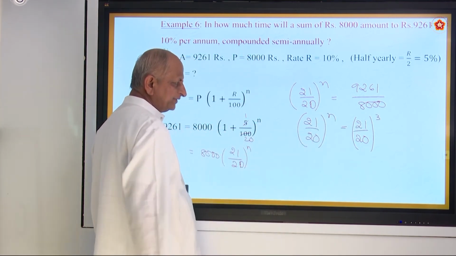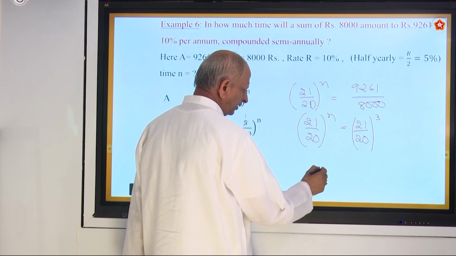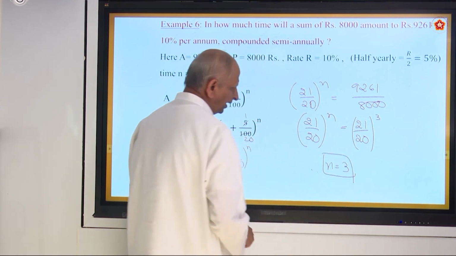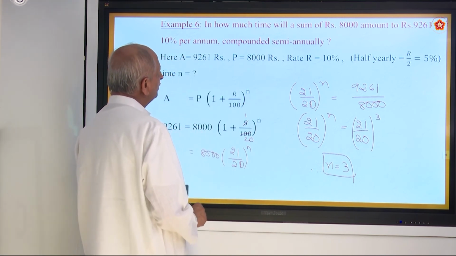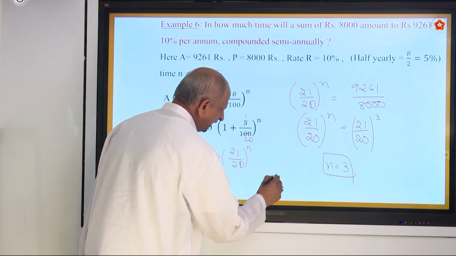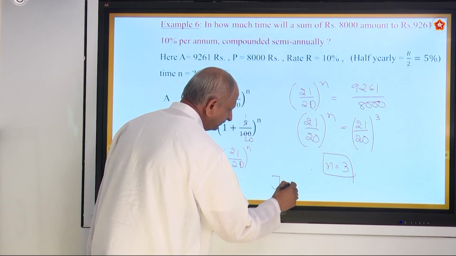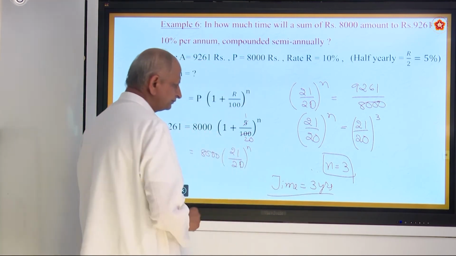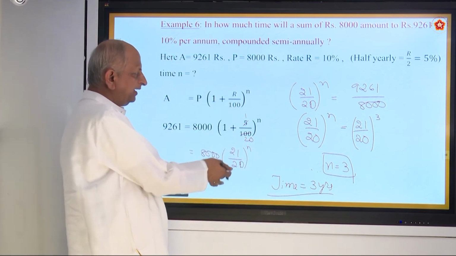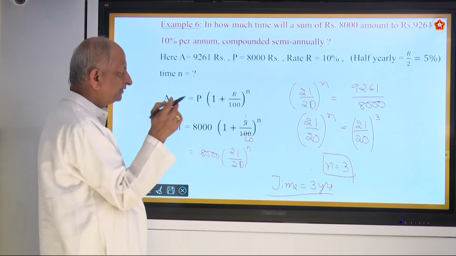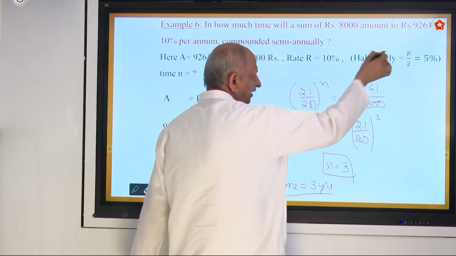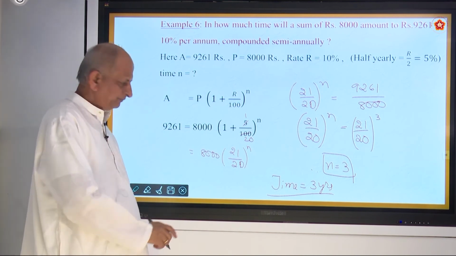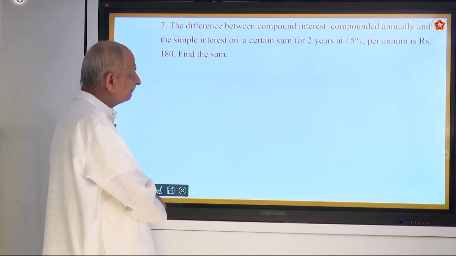So bases are equal, therefore powers must be equal. n is equal to 3 is a beautiful answer. And what shall I write now? Question is time, or you can say period, is equal to 3 years. So apply the formula. Only trick is half yearly is given, so you must make 10 by 2. Okay, noted? Let us go to next sum.